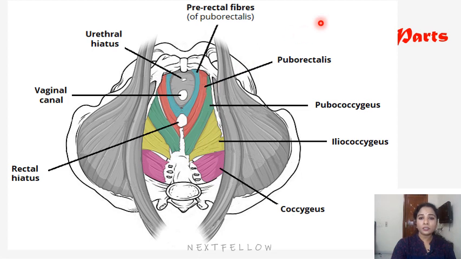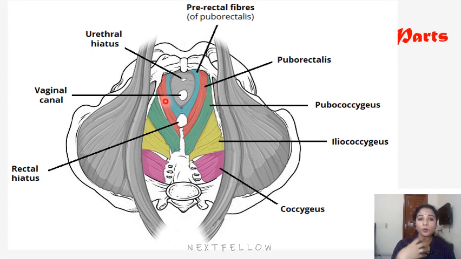And levator ani mainly consists of two parts. One is the pubococcygeus muscle, which is the anterior part, and the iliococcygeus muscle, which is the posterior part of the levator ani muscle. Pubococcygeus runs backwards from the body of the pubis. That is the reason it starts with the name pubo, pubococcygeus, and its fibers run towards the coccyx. Some fibers are inserted into the prostate, urethra, vagina and anorectal junction, and they are named accordingly.